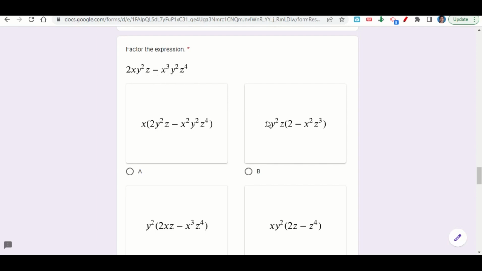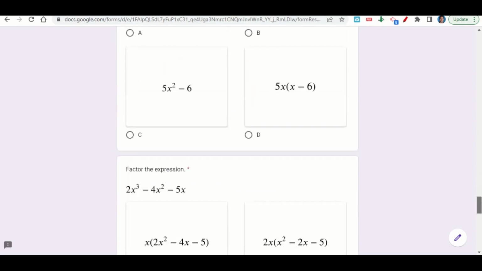So this has an x, y squared, z. And then what we're left with is 2. The x is gone, the y squared is gone, the z is gone. So it's just 2. And then we factor out an x, so we're left with x squared. The y squareds are gone, and we're left with z cubed. So that's this one here. So we'll go ahead and mark that as our answer.